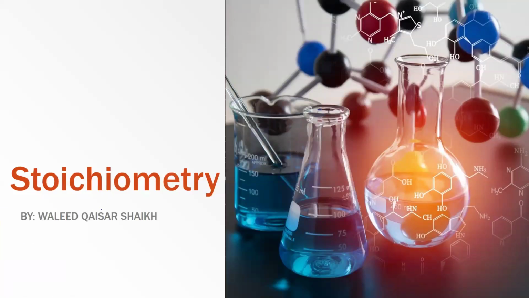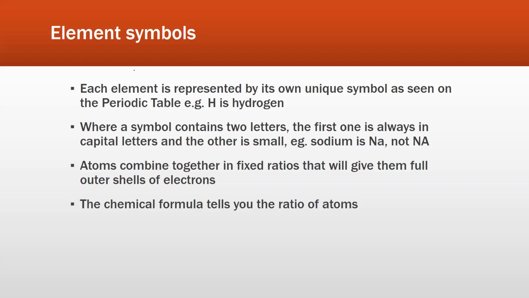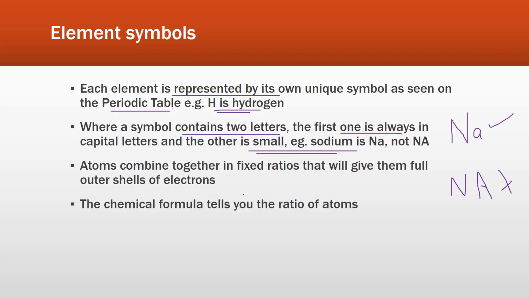Okay, starting off with stoichiometry, symbols and formula. Each element is represented by its own unique symbol as seen on the periodic table. For example, H is for hydrogen, where the symbol contains two letters. The first one is always in capital letters and the other one is small. For example, sodium ka symbol is Na. ठीक है? Both the letters are not capital नहीं होना चाहिए. It should always be one is capital and the other is small.